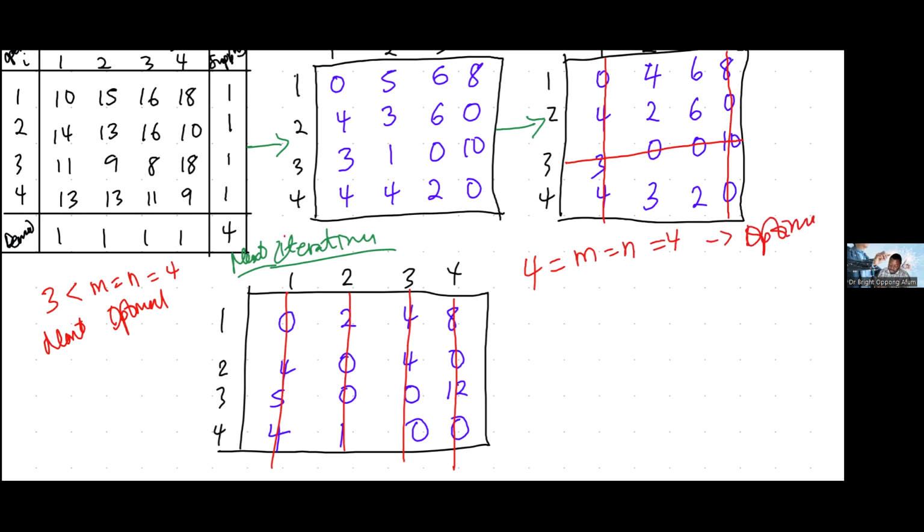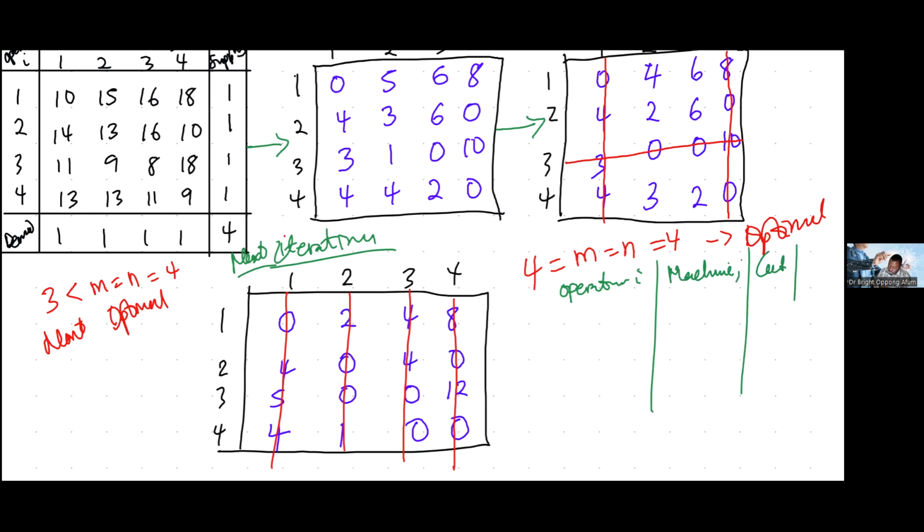So if it is optimal, then what is the assignment? The assignment is this. Okay, let's say we have operator, and we have machine, then we have the cost.